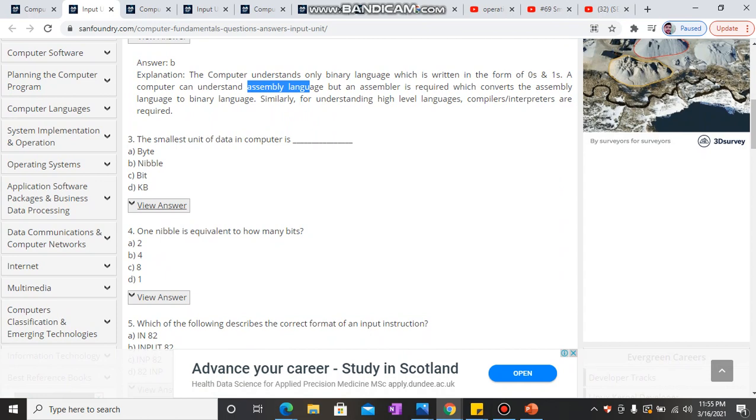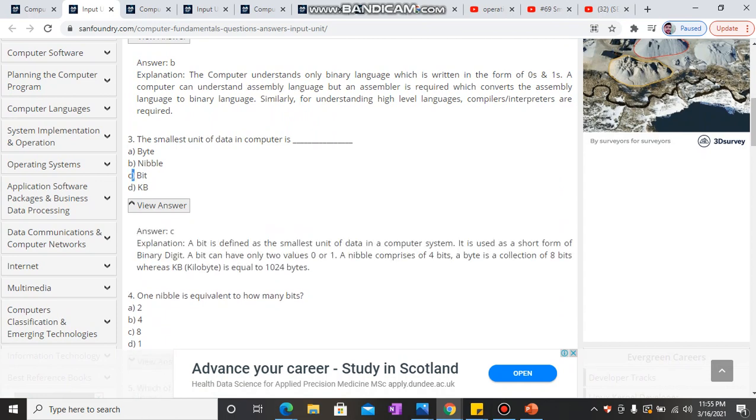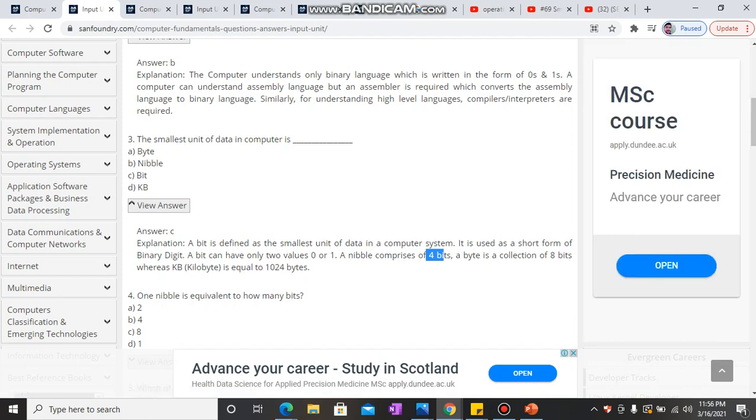The smallest unit of data is called C. That's called a bit. You might have heard about it. A bit is defined as the smallest unit of data in a computer system. It is the short form of binary digit. A bit can have only two values, 0 and 1. A nibble, most of the time we have heard about it. A nibble comprises 4 bits. A byte is a collection of 8 bits, whereas a kilobyte is equal to 1024 bytes.